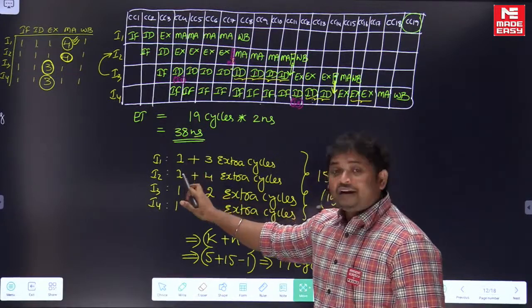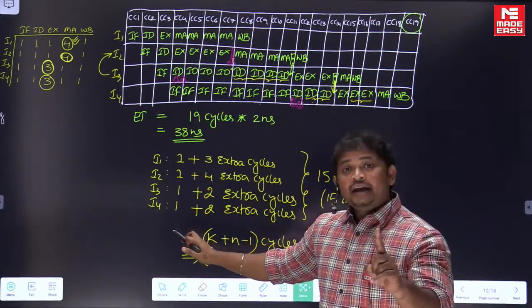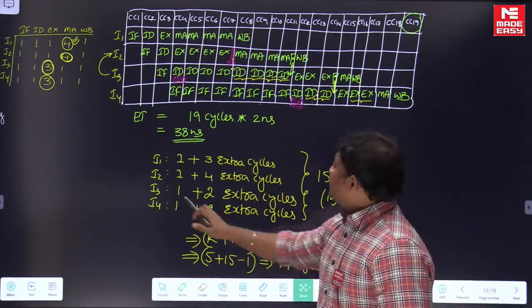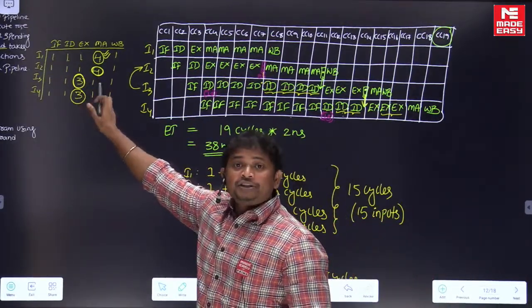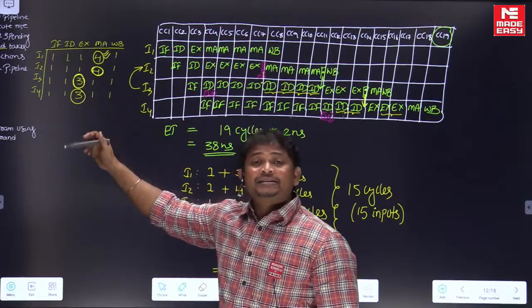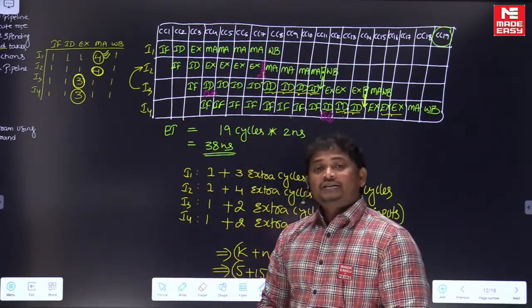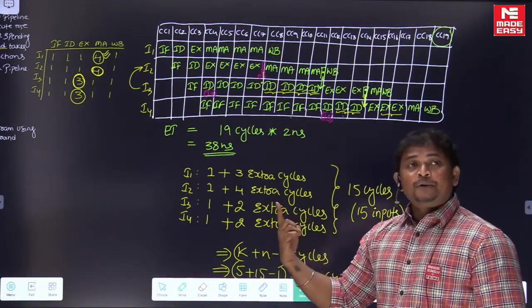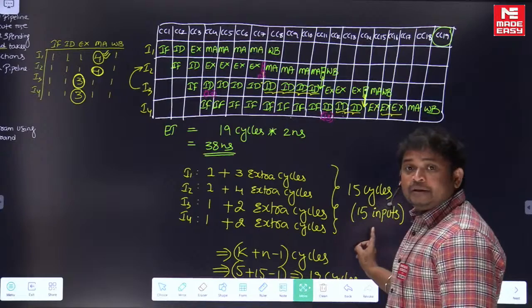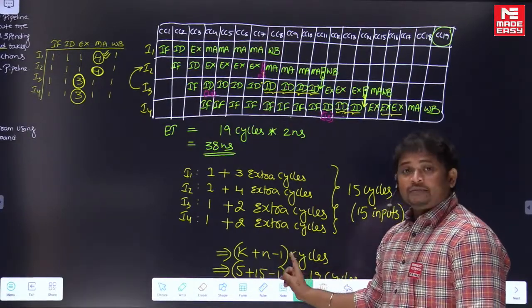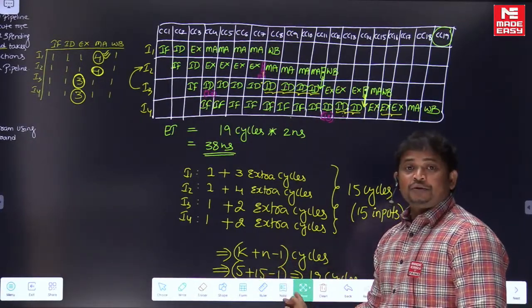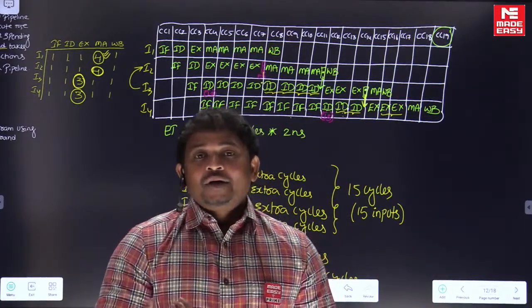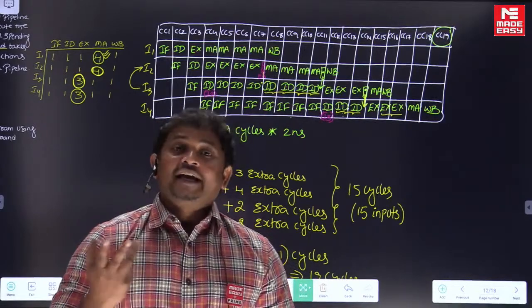Every instruction usually takes one cycle. Apart from 1 cycle, how many extra cycles are required? That depends on the table and on the dependencies, you can decide the extra cycles. Now calculate the total number of cycles. In every cycle 1 input is there. Therefore 15 cycles means 15 inputs. K plus n minus 1. 5 plus 15 minus 1. Total 19 cycles. Okay, this is the optimized way to identify the number of cycles without a diagram.